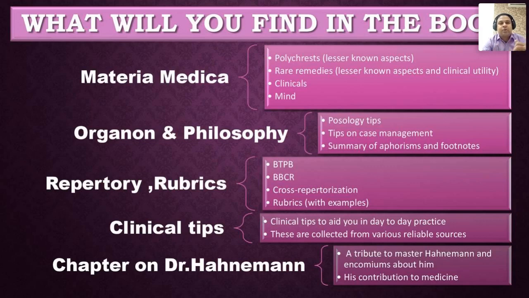In the Organon section, you'll find tips on homeopathic posology, tips on case management, and a special section, the longest chapter of the book, in which I have given a short summary of all the aphorisms and footnotes. In the repertory chapter, there are special sections on the therapeutic pocketbook, BBCR. I have told you some new things about these repertories. A special chapter about cross-repertorization and rubrics with examples from movies and serials. And there are clinical tips, which I hope will be very useful in day-to-day practice. And a very special section is about Dr. Hahnemann, his greatness, what other stalwarts have written about him, his contribution to medicine, and much more.